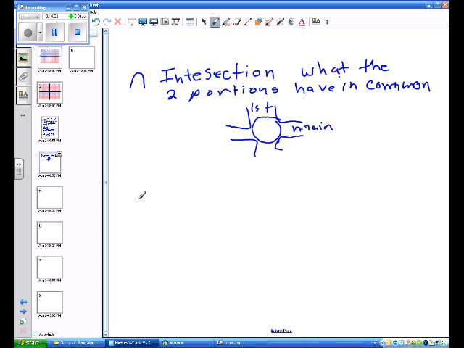So that's our intersection. Now our union, which looks kind of like a U, makes it a little bit easier to remember. The union of two sets is the total amount for either.